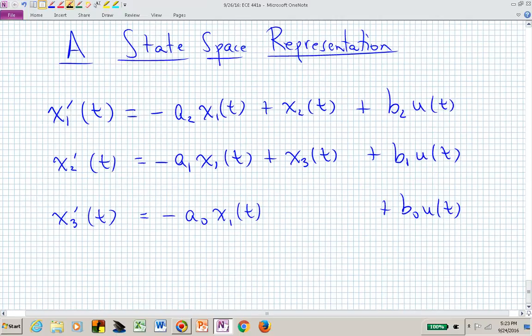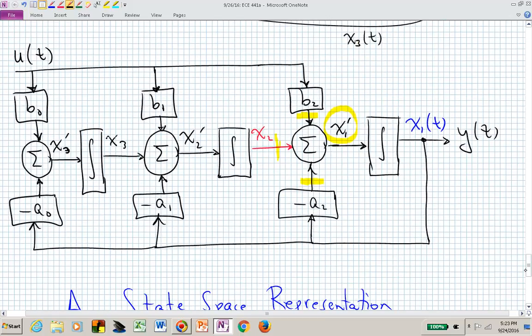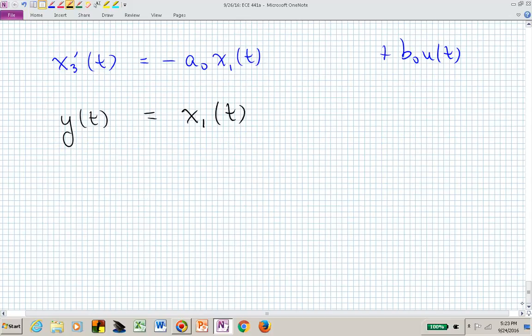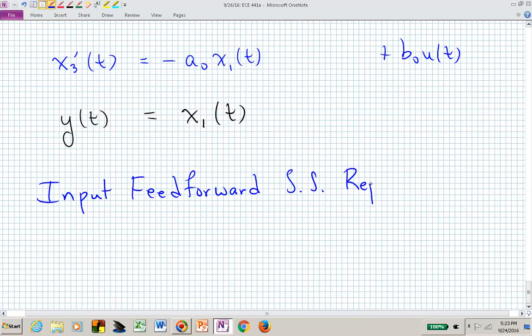The other thing that we can identify is immediately we can write down our output equation y of t. That's the same as x1 of t. And now we have our state space representation, maybe not in matrix form, but in equation form. And this particular state space representation is labeled as input feed forward. This is now our input feed forward state space representation.